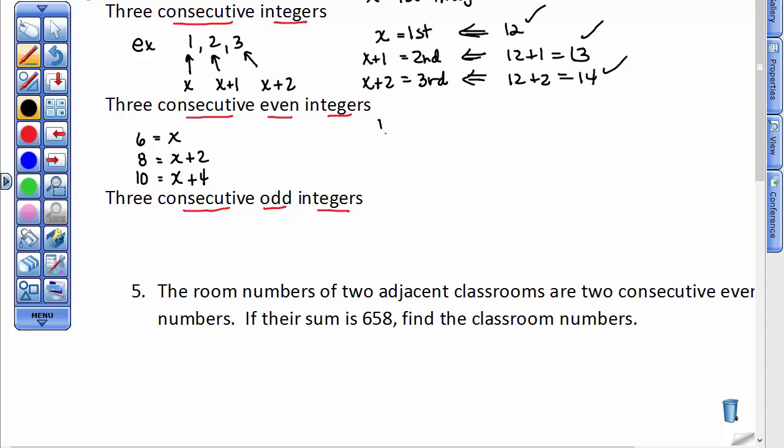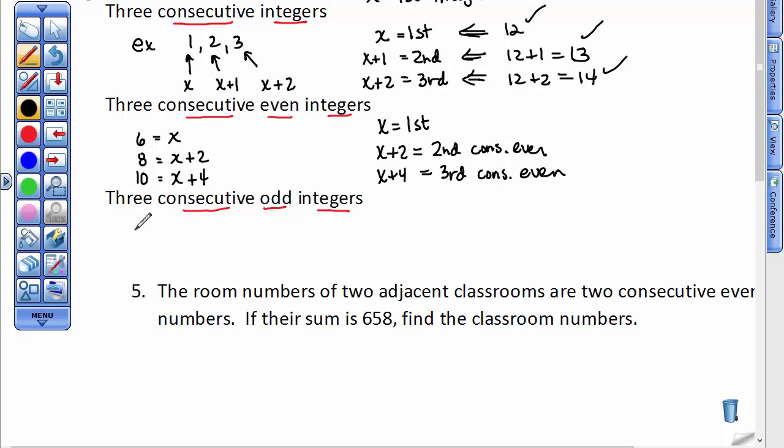So the first integer, when we're looking at consecutive even integers, is x. x plus 2 would be an expression for the second consecutive even, and then x plus 4 would be the third consecutive even. Just an expression is what these are, expressions for these integers.